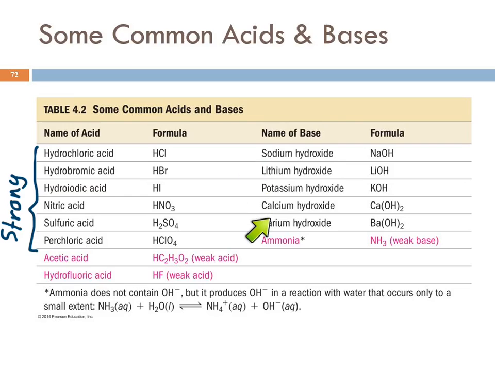Here are some common bases. Most of the hydroxides are not very soluble. But sodium, lithium, and potassium hydroxide, and then calcium and barium hydroxides, are considered strong bases. They'll ionize completely. Ammonia is a weak base, and here's the equation down here, like I drew earlier. It doesn't have OH in its formula, and yet it does form hydroxide ions in solution.